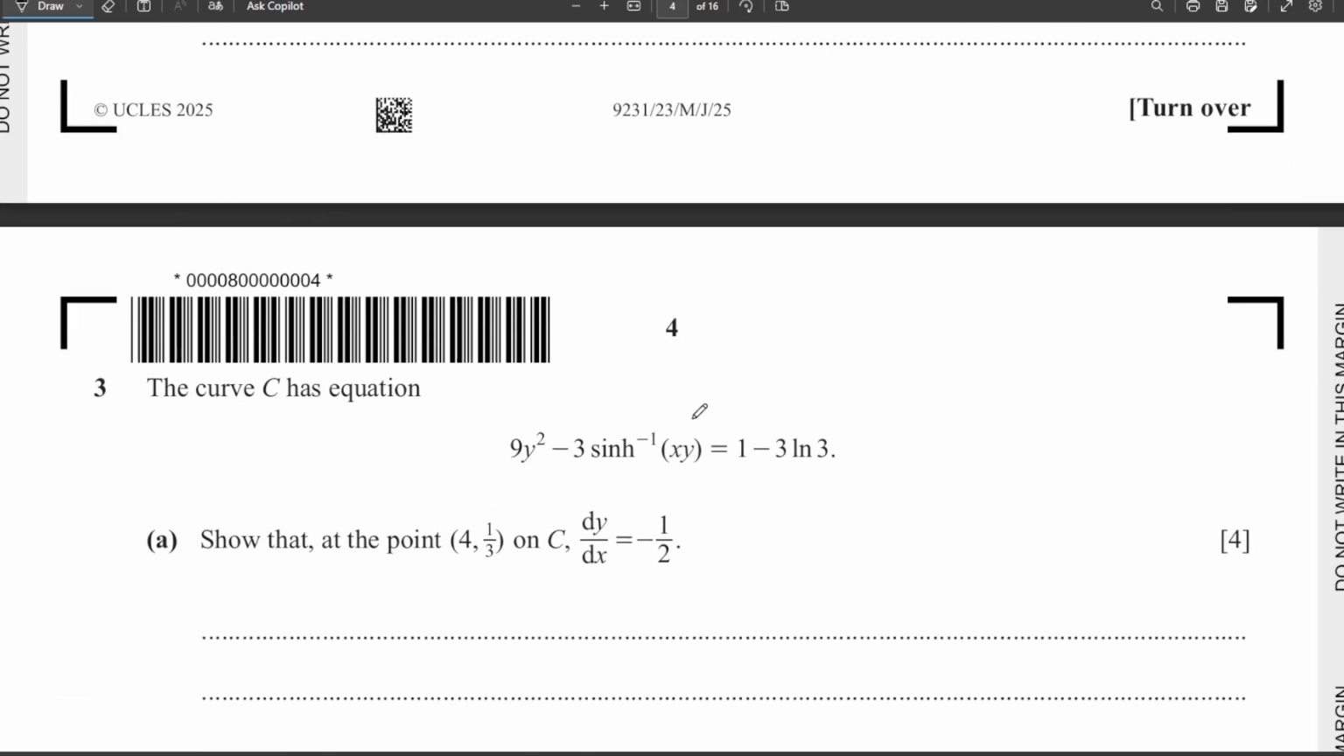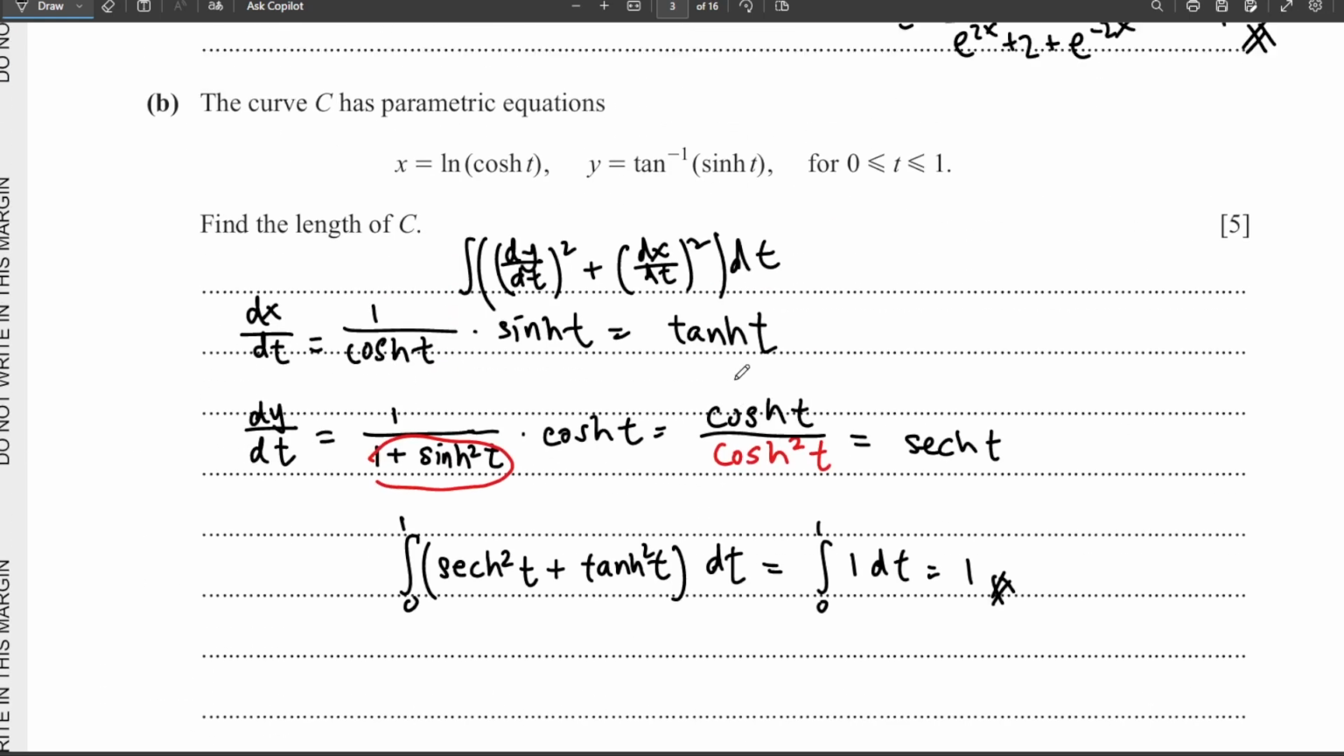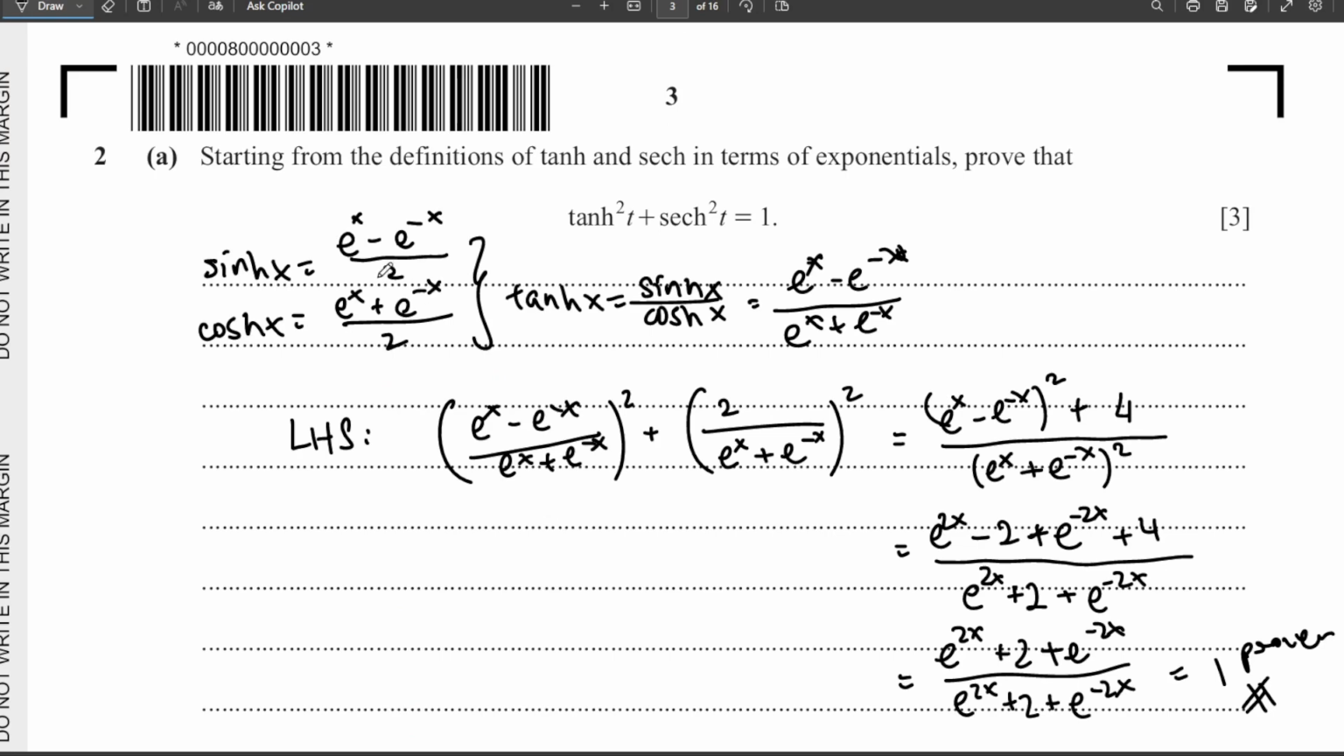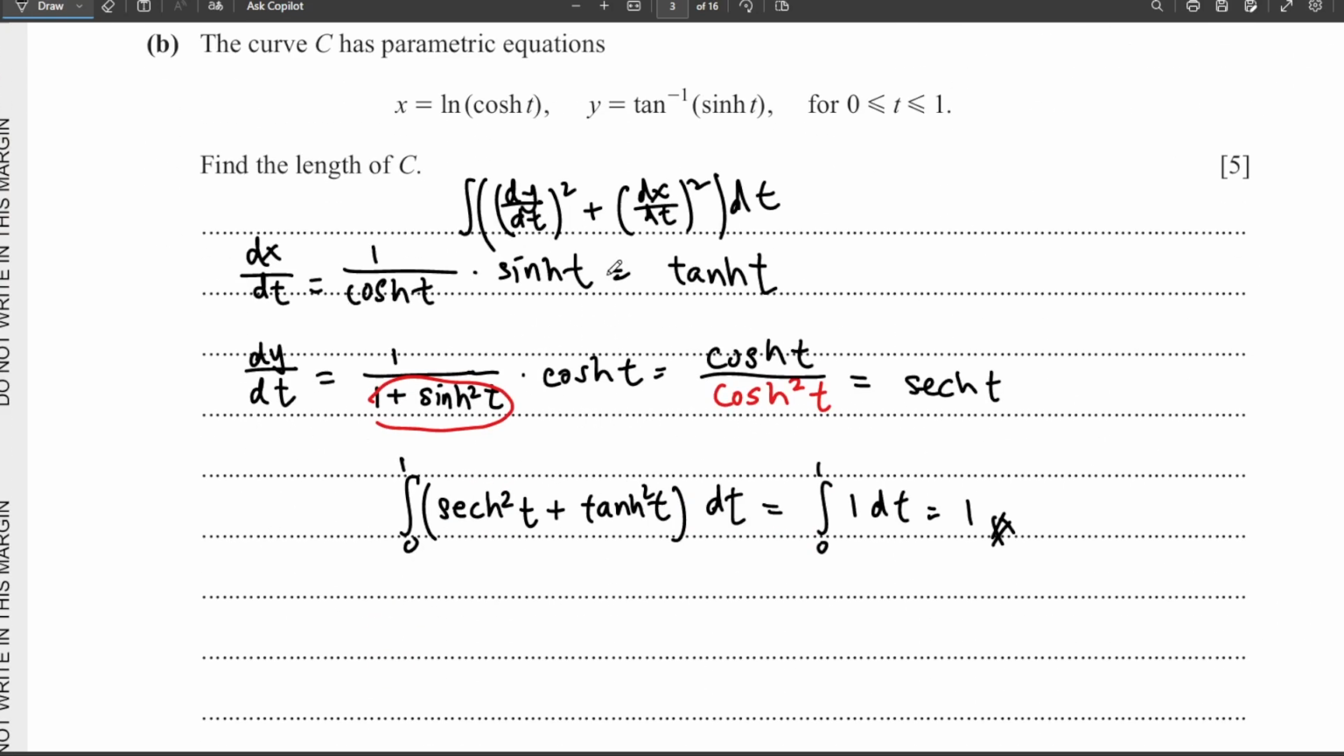Okay, moving on. Oh, that's it. Right, that's it for question 2. So this is a hyperbolic question with some proving and also some calculus parts.